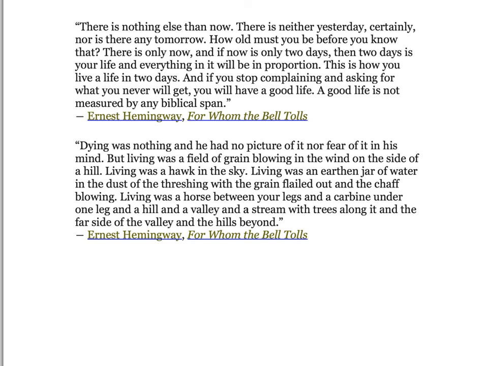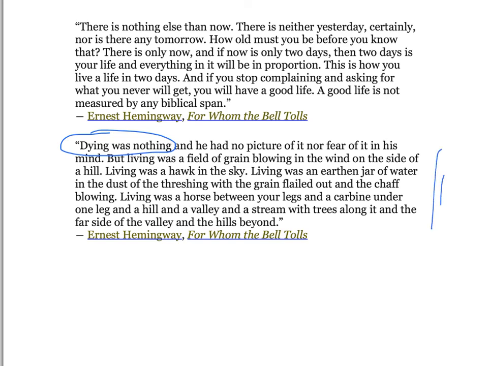So, kind of working on two levels here. Dying is nothing, meaning there's nothing after death, and dying is not a thing to prevent one from action. But living was a field of grain blowing in the wind on the side of a hill. Living was a hawk in the sky. Living was an earthen jar of water in the dust of a threshing, with the grain flailed out and the chaff blowing. Living was a horse between your legs and a carbine under one leg, and a hill and a valley and a stream with trees along it on the far side of the valley and the hills beyond.